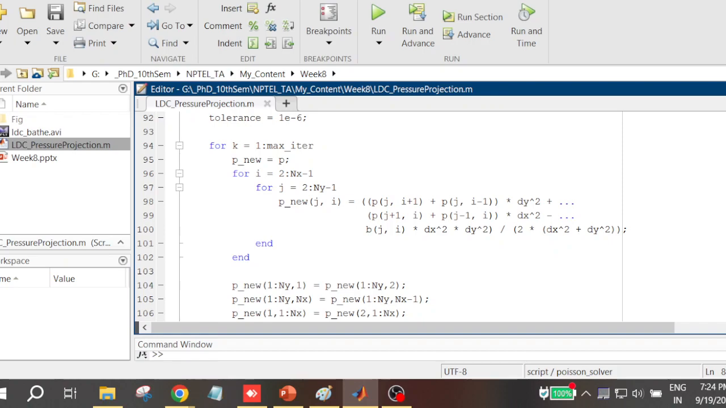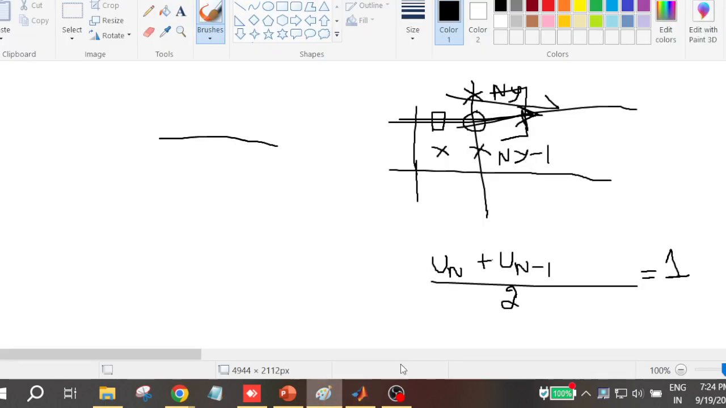Again, there is an issue here. Can you point out what the issue is here? What was the actual right hand side? I think I have written it somewhere here.